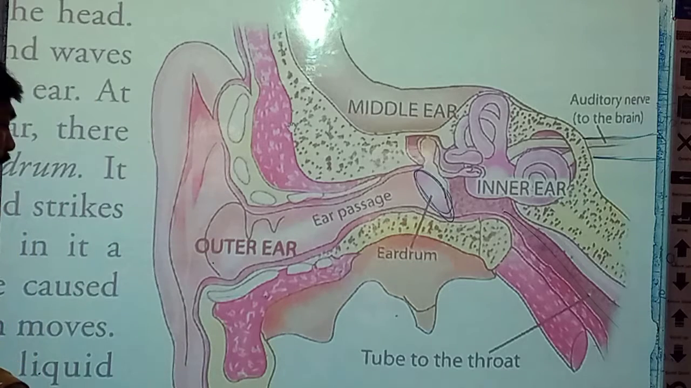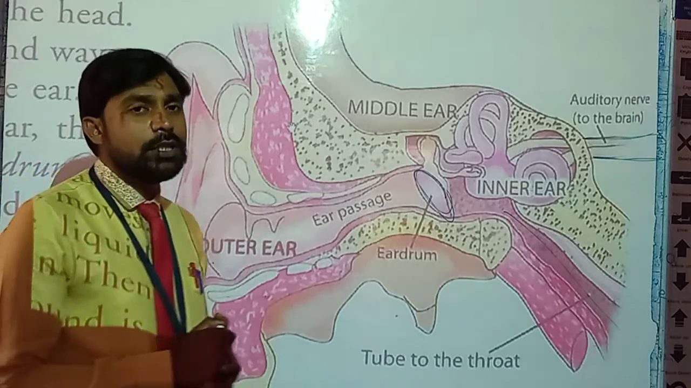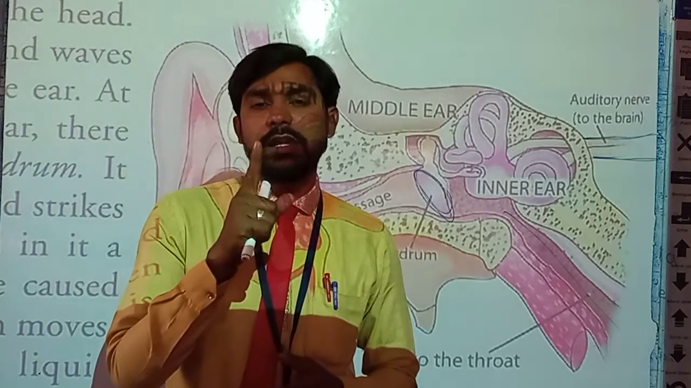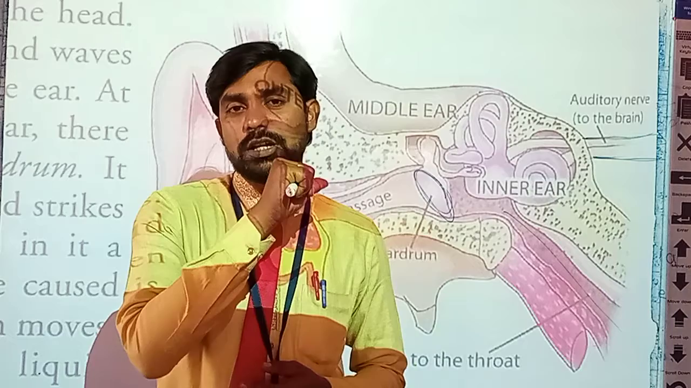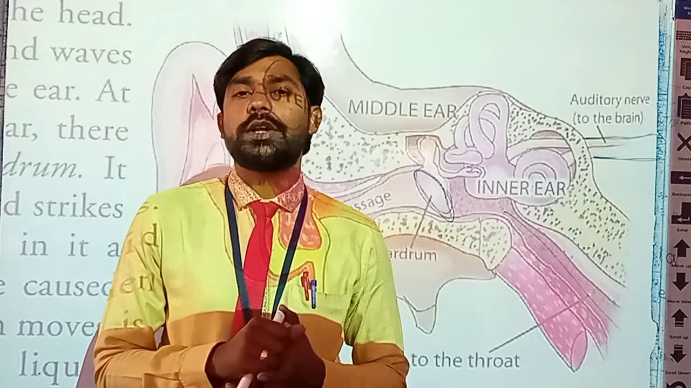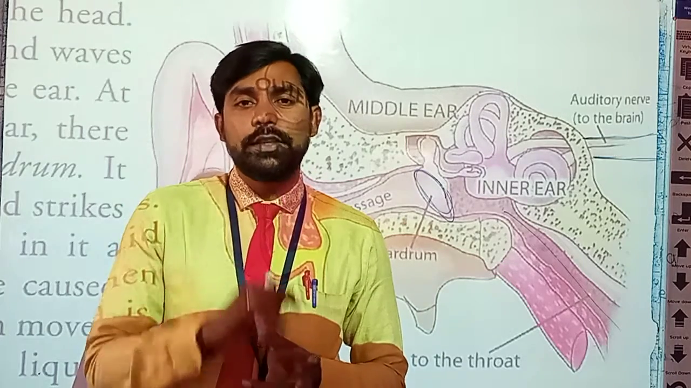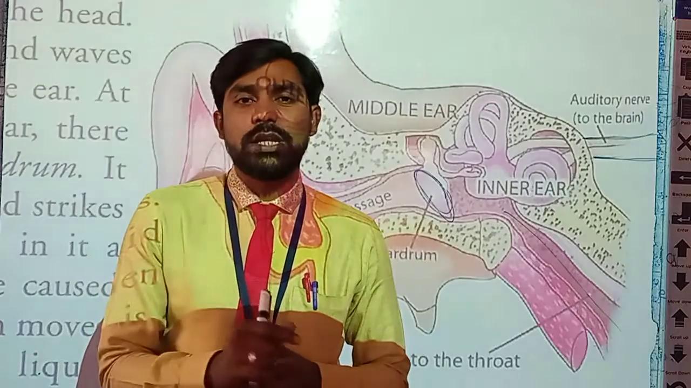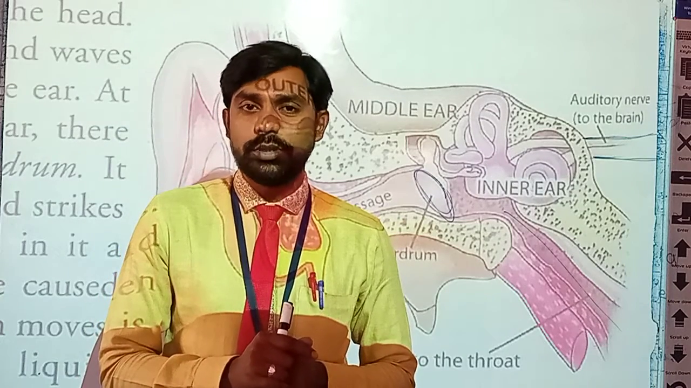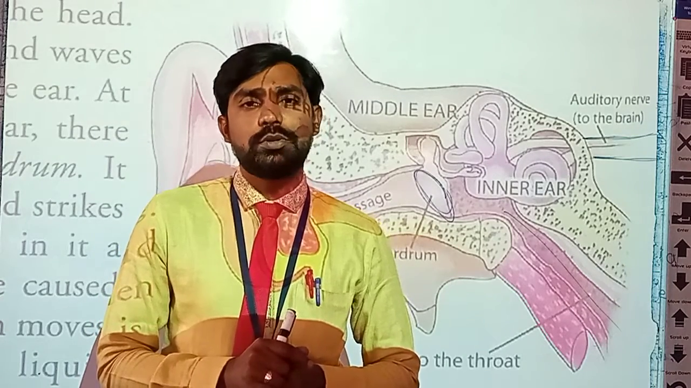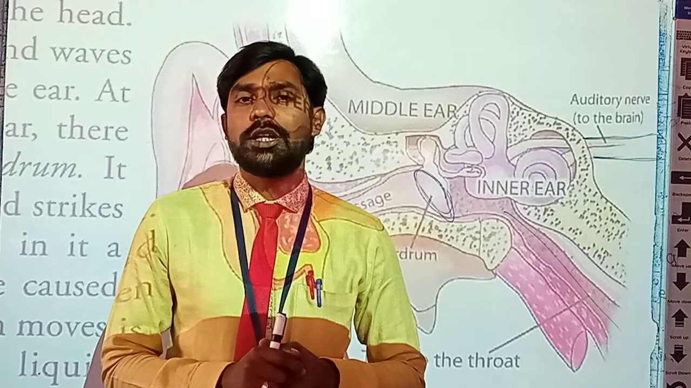So I hope you understood this video, students. You have to draw these two pictures of the eye as well as the ear. Draw these two diagrams carefully, learn their part names and their spellings, and send them to me. I hope you understood this video very well. The remaining part we will continue in our next video.